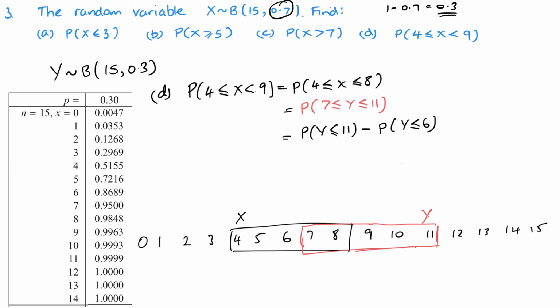Now I can go ahead and look up in my tables. So 11 is here and 6 is there. So we get 0.9999 minus 0.8689. And that gives me 0.131.